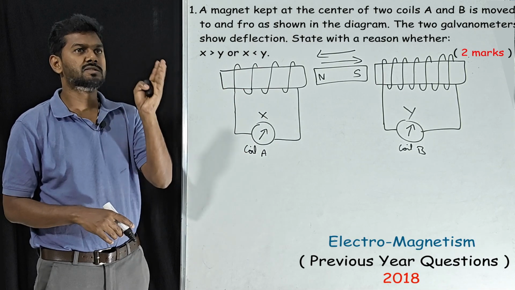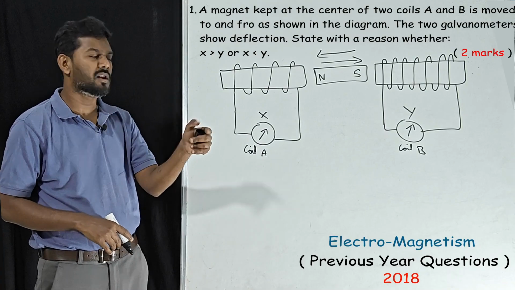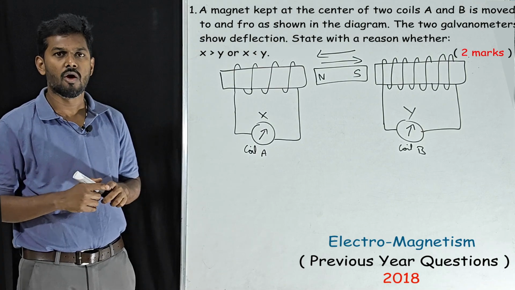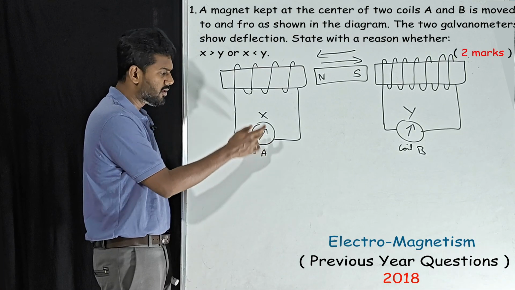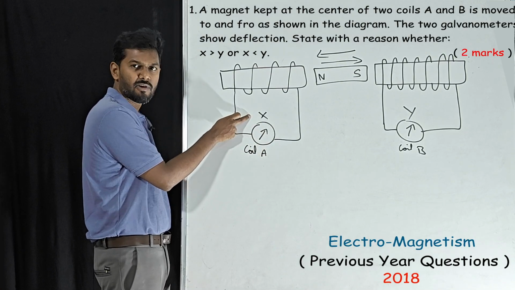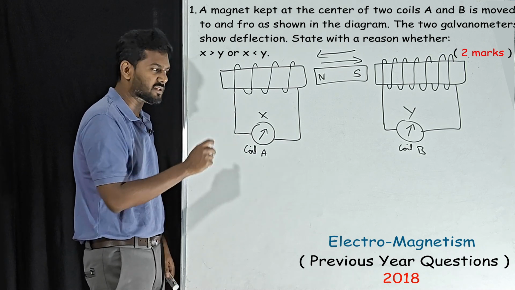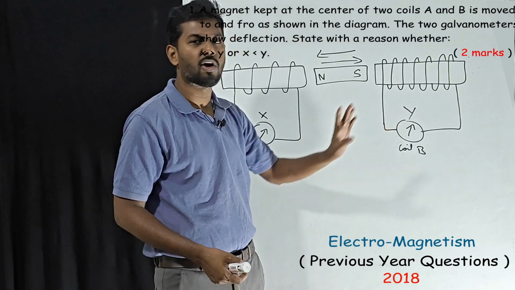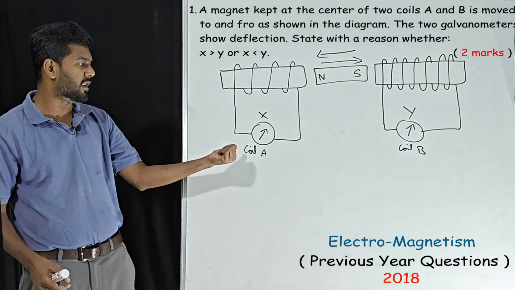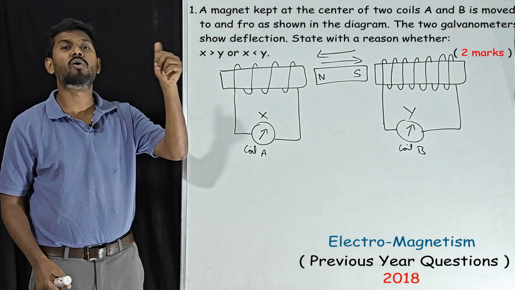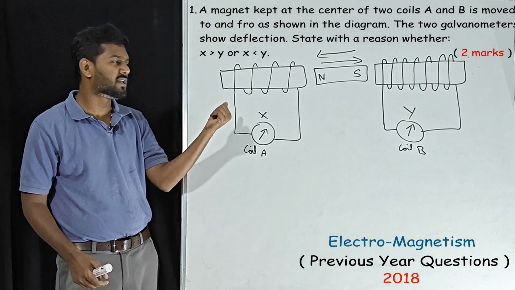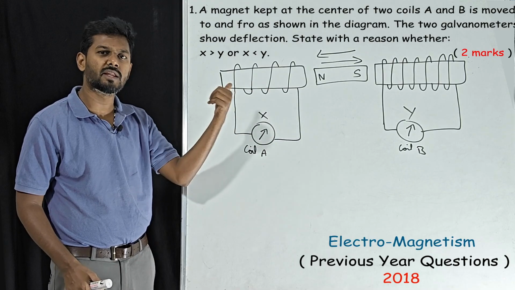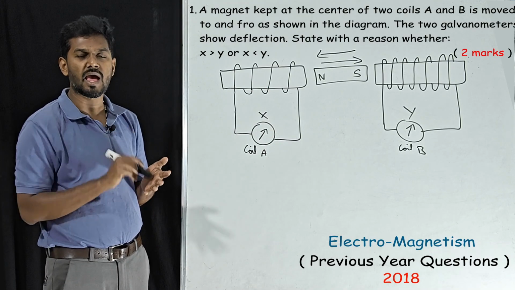Now the question is, state with a reason whether x is greater than y or x is lesser than y. What is x actually here? We have coil A, we have a galvanometer, so there will be a deflection, that deflection we call x. We have coil B and it also has one deflection, that deflection we call y. So which coil, A or B, has more deflection? Is x greater than y, the deflection in coil A greater, or the deflection in coil B greater? This is what they are asking.